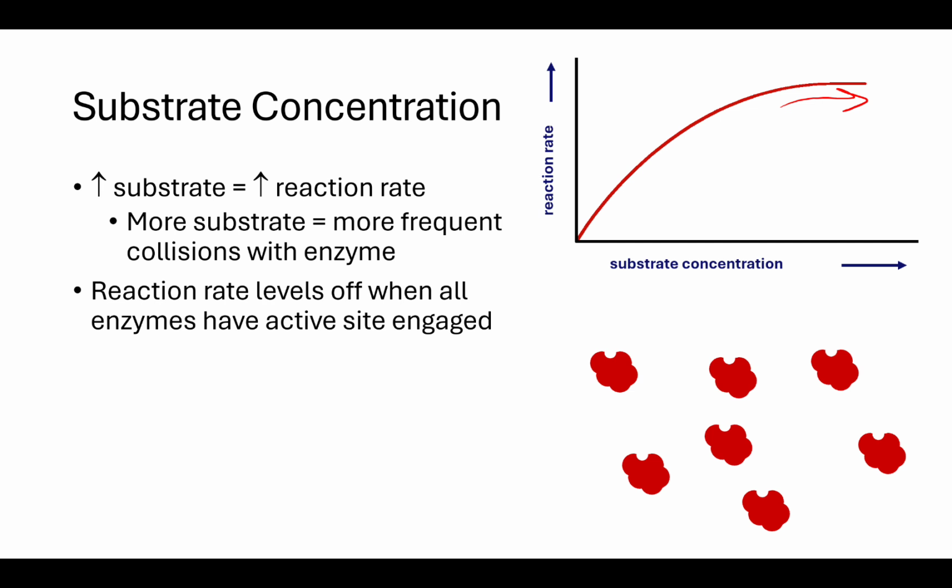So again, the red molecules here are enzymes. The orange molecules, when they show up, are going to be substrate. And so once the enzymes are saturated, you've maxed out your rate of reaction.